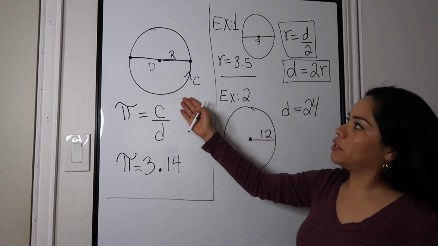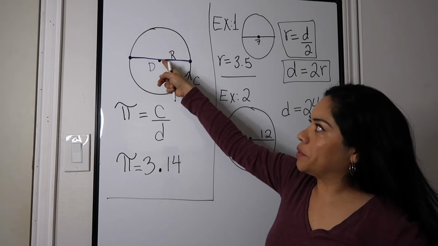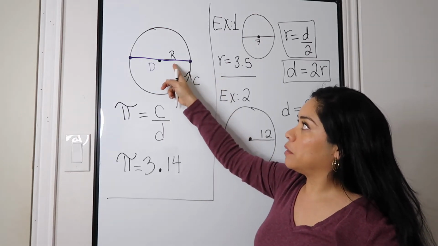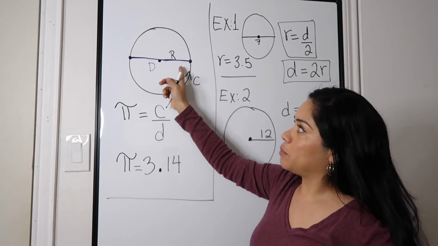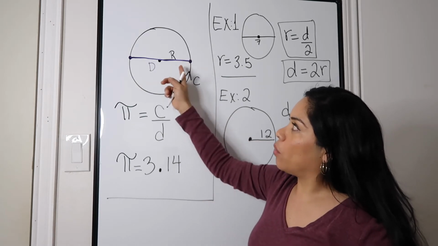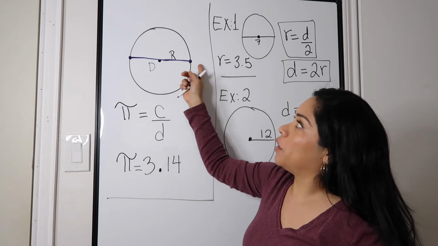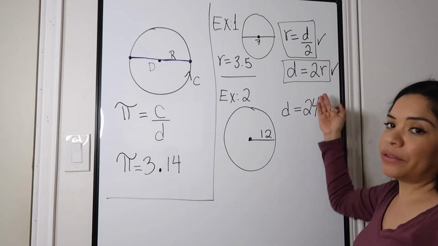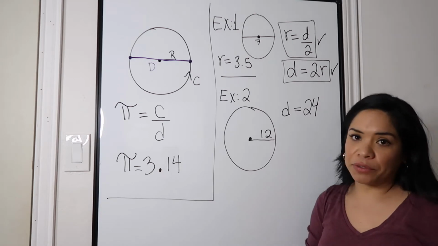And we can use this visual here to illustrate that from the center to any point of the circle is the radius, and the diameter is basically twice that, or from one end to another end of the circle. We can use these two formulas to find out either the radius or the diameter of a circle.